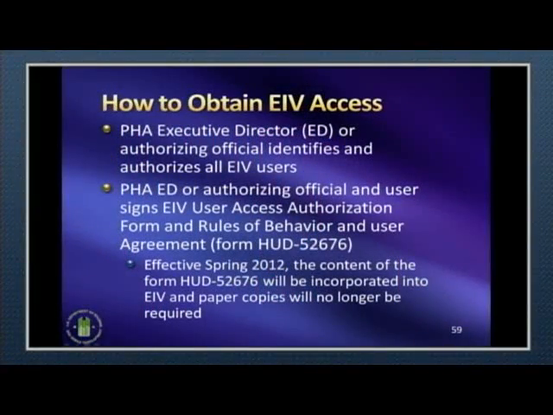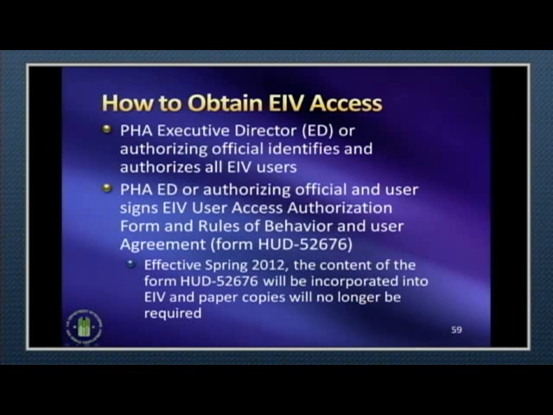Now we're going to get into how to obtain access to the EIV system. Very simplistic process. In essence, the Housing Authority Executive Director and/or other designated officials are going to determine who needs to have access to EIV and actually authorize these individuals to have access to EIV and complete the HUD Form 52676.